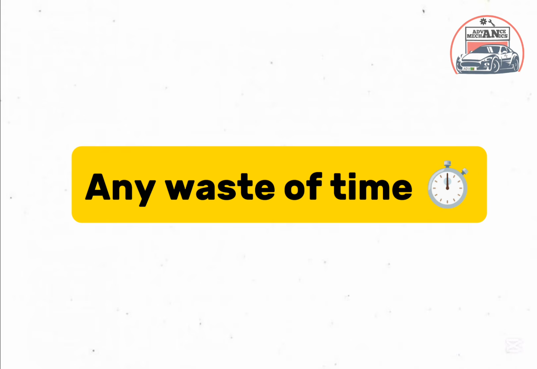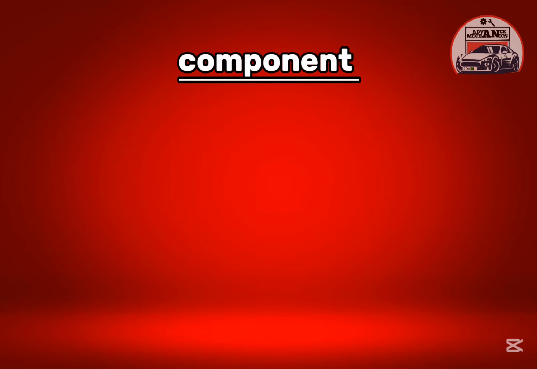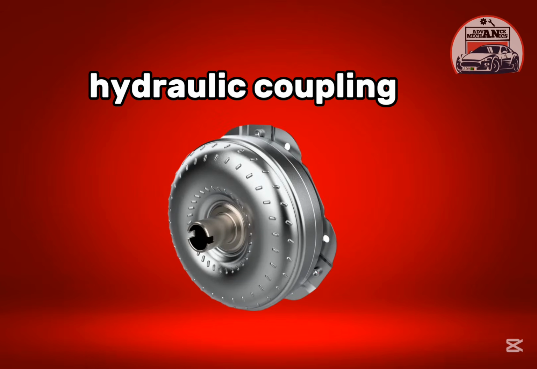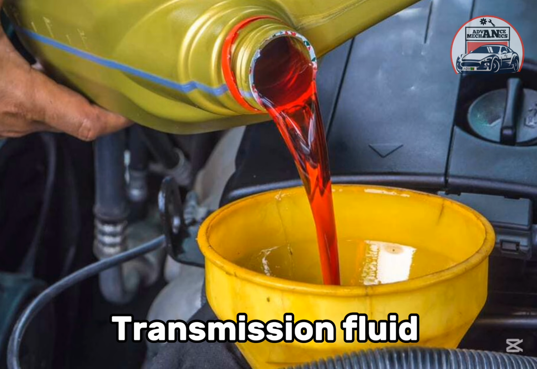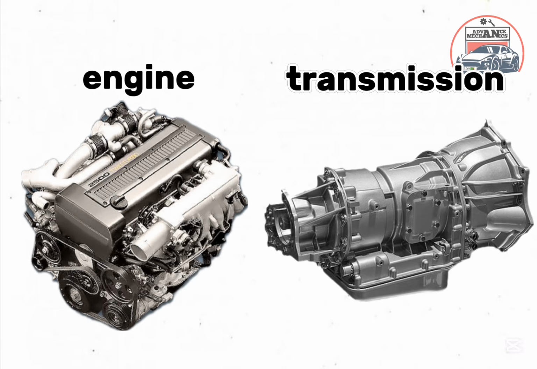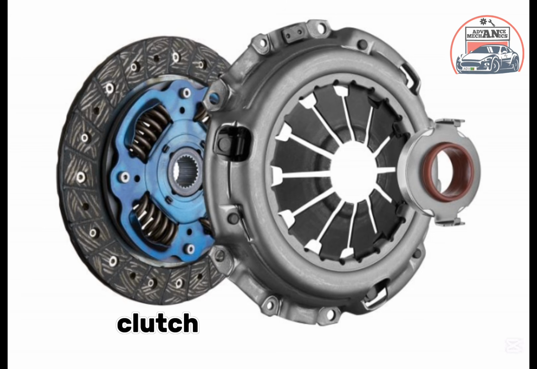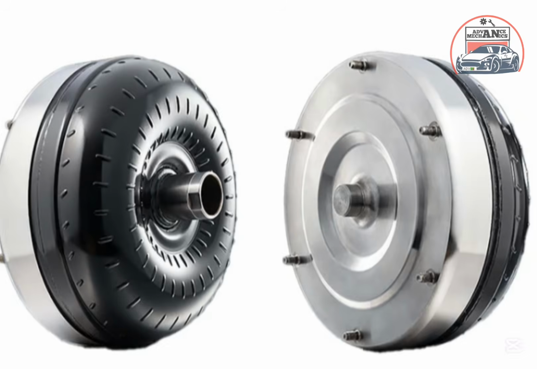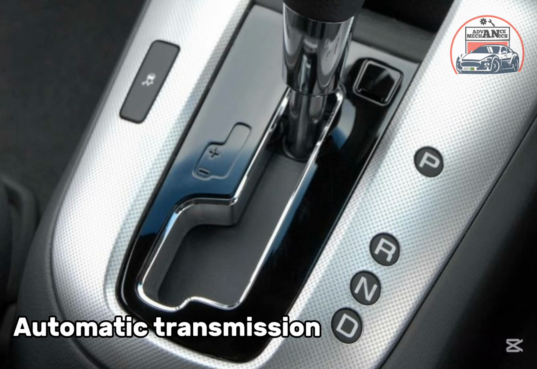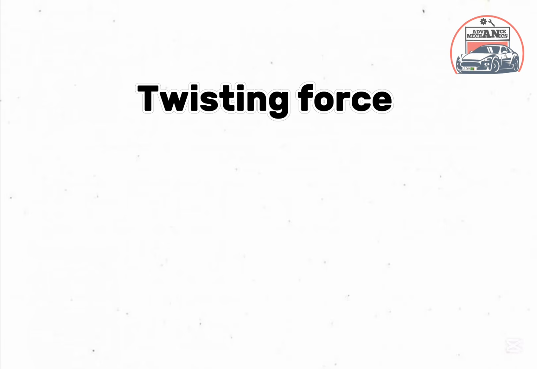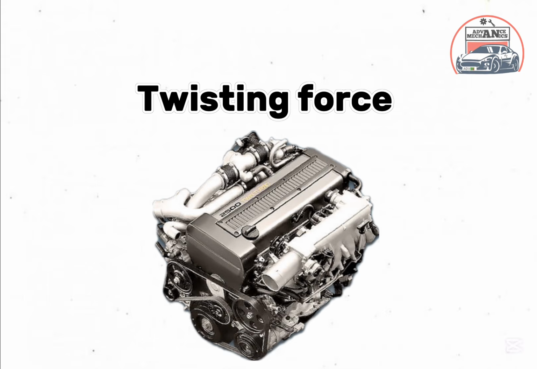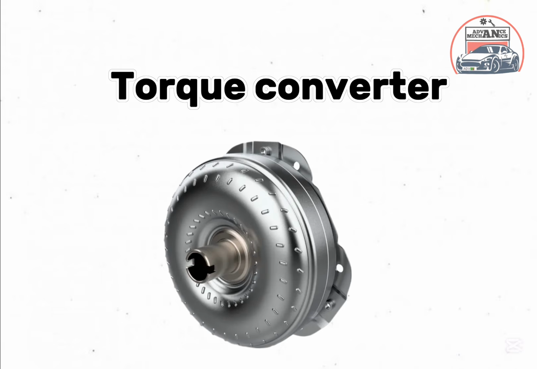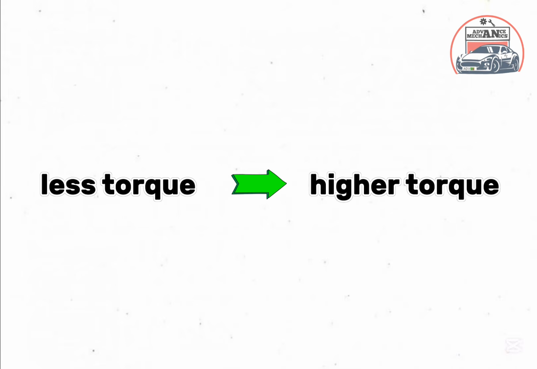So the component I'm going to be talking about today is called the torque converter. The torque converter is a hydraulic coupling that uses transmission fluid to transfer power from the engine to the transmission. This component replaces the clutch and pressure plate assembly found on manual cars. That's why you can only find this component on automatic transmission cars. It multiplies the torque, or the twisting force, generated by the engine and transfers it to the transmission. That's why it is called a torque converter, because it converts less torque into a much higher torque.